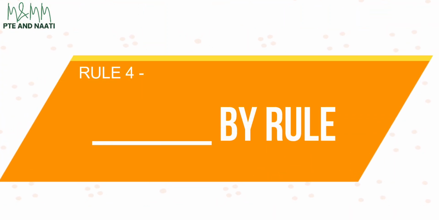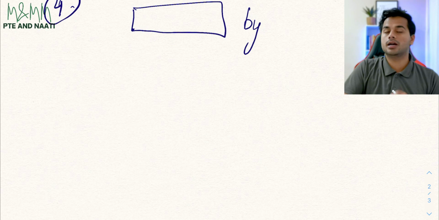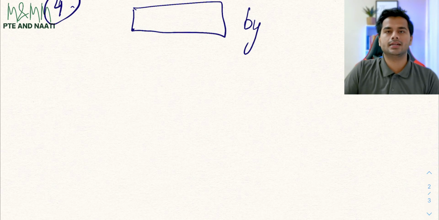Rule number 4 is the "by" rule. Now here it's just the other way around. Now if you see the word "by" written, but there is a blank before the word "by", again, if there is a blank after the word "by", there is no grammar rule for that. You will need to read out the sentence and see which is the correct answer.